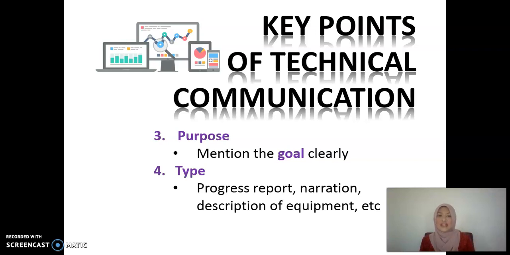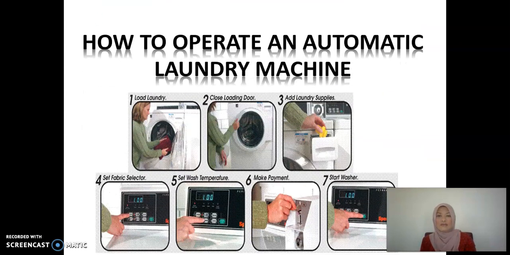And fourth, decide what type of technical document you want to produce. It can be in the form of a progress report, it can be in the form of narration, it can be in the form of a description of equipment itself.